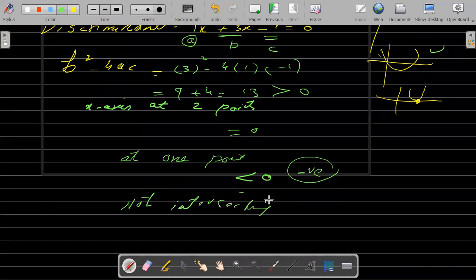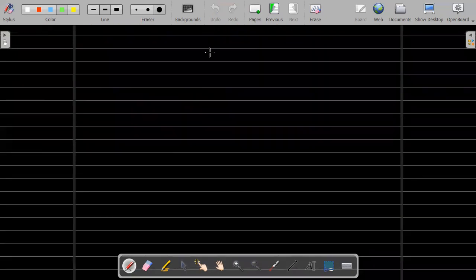Clear? This one is called discriminant, and discriminant is very useful. The first use of a discriminant I told you. Now, what is the second use of discriminant? Sometimes he asks to check the number of roots. So this is the second use of discriminant.